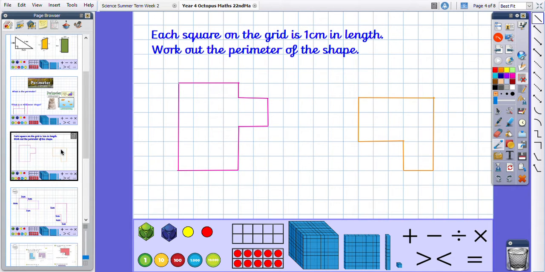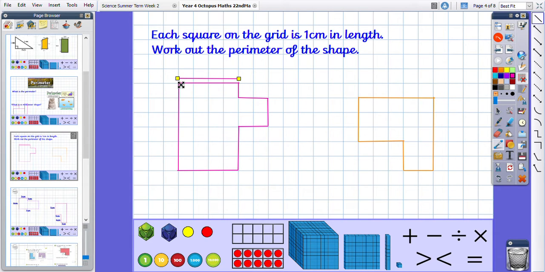Okay. So you're going to find out the perimeter of these shapes. Each square on the grid is 1 centimetre in length. Work out the perimeter of the shape. So remembering that we are using a 1 centimetre grid, we need to travel all the way around the shape.